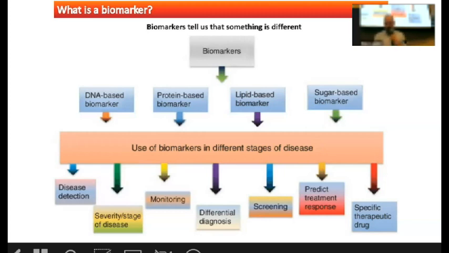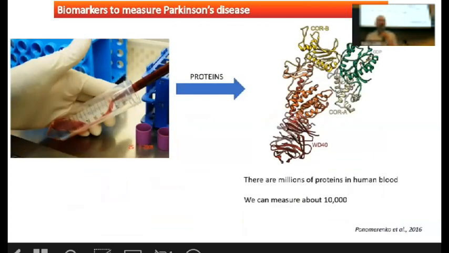So me and my research team in particular focus on this aspect of protein-based biomarkers. And more recently, we've started to journey into this world of lipid-based biomarkers. And that's what I will tell you a bit about to start with. So proteins are basically what you're made of. They do all of the functional work inside of your body. They are the enzymes that run all your metabolic processes and things like that.